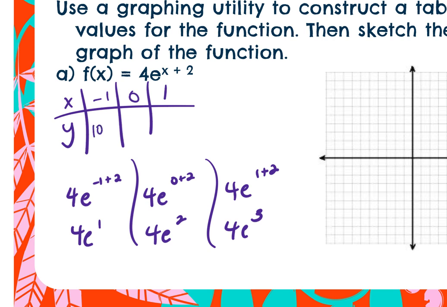This is 10. I'm only going to round to 1 decimal place because we're not going to get more accurate than that on the graph. 10.9, 4e to the second, 29.6, and 4e to the third, 80.3.